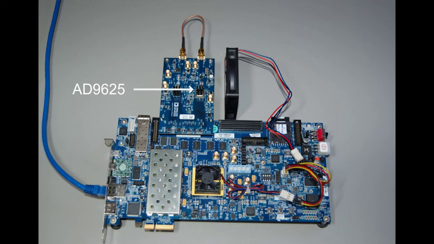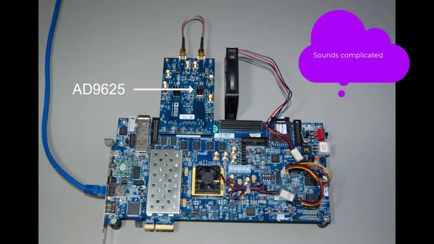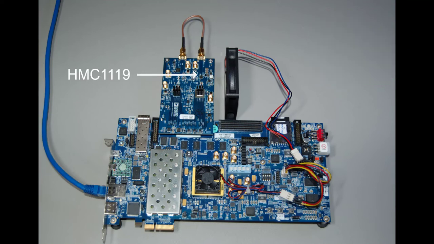On the receive side is an AD9625 digitizer. This is a one-channel 12-bit 2.5 gigasample per second ADC. In the receive path is an HMC1119 step attenuator. The transmit output is looped to the receive input using a small cable.